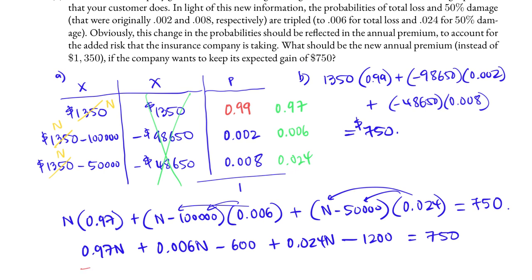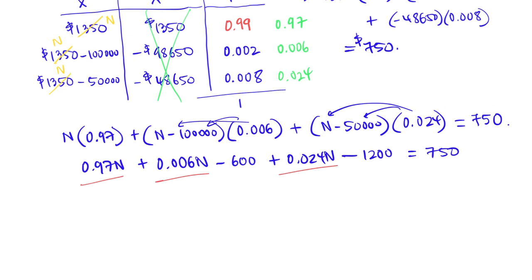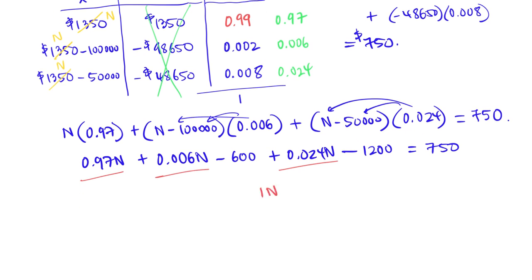We will take 0.97N plus 0.006N plus 0.024N, and that will give us 1N, equals, on the right hand side, 750, and we move all of the other numbers to the right hand side. Negative 600 moves to the right and becomes plus 600. Negative 1,200 moves to the right to get plus 1,200. And so N equals 2,550. This means if the insurance wants to keep the same expected value, $750, they would need to increase the premium to $2,550.